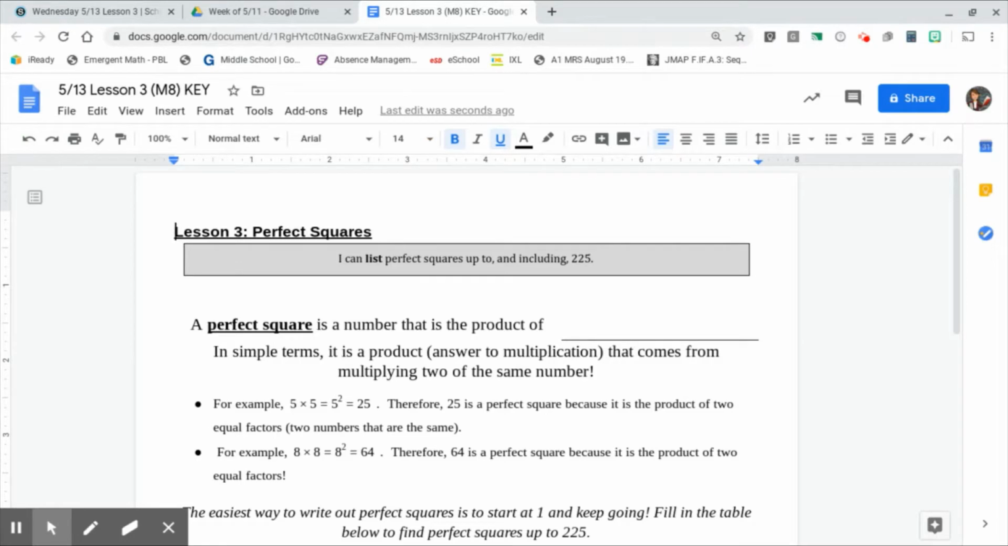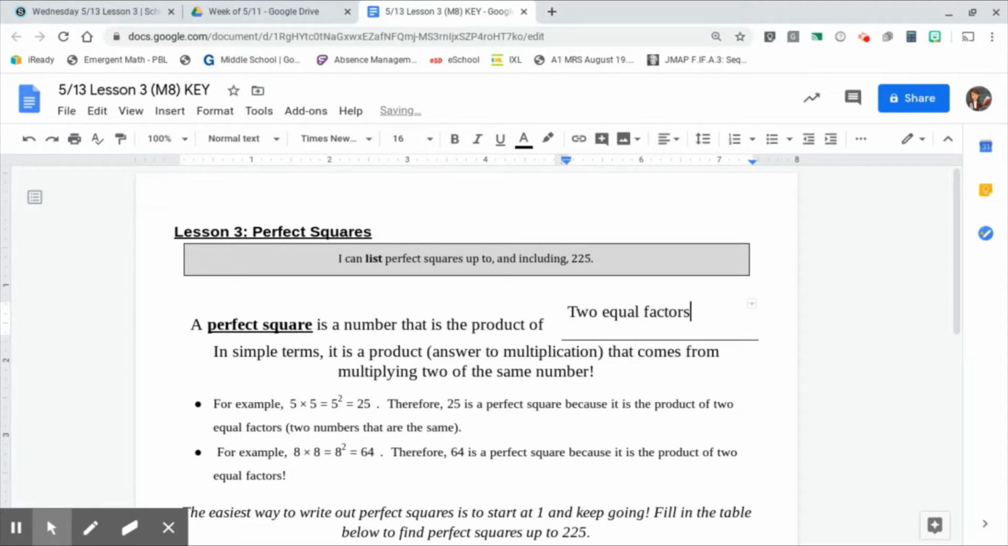Lesson 3, perfect squares. I can list perfect squares up to and including 225. Today is a memorization day. There are certain numbers that you just need to know are perfect squares. So a perfect square is a number that is the product of two equal factors.